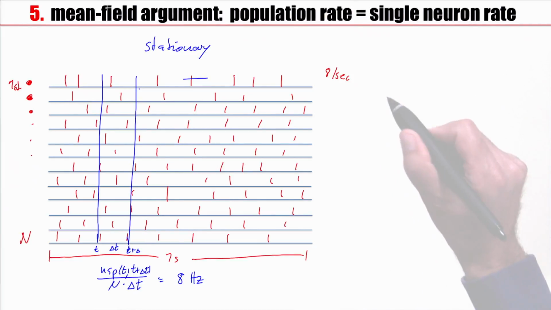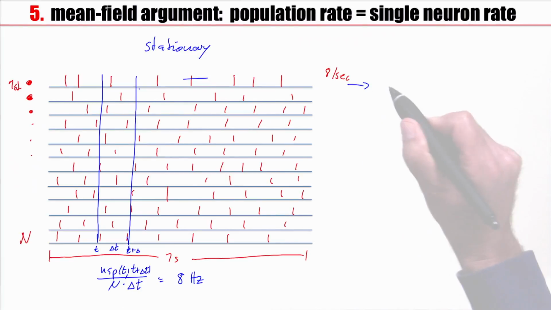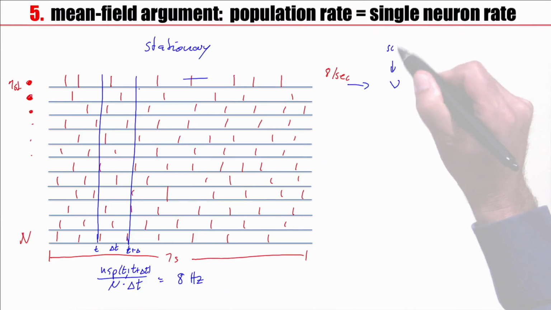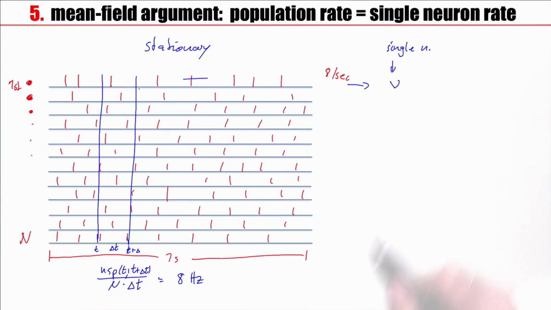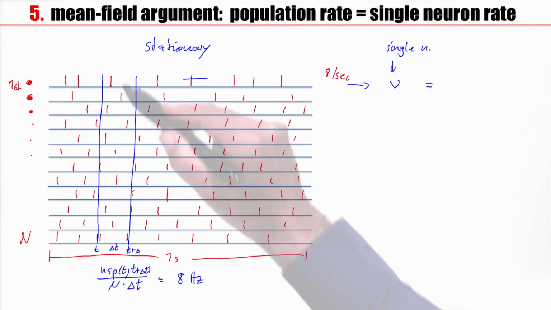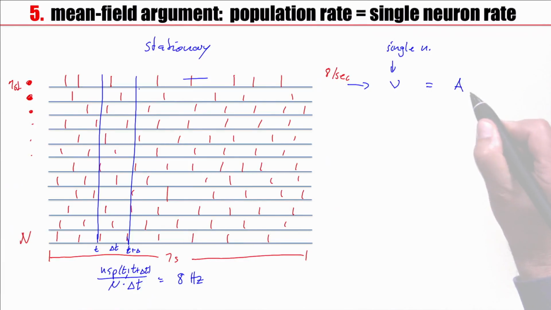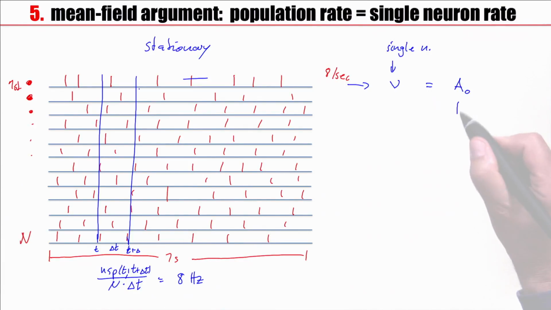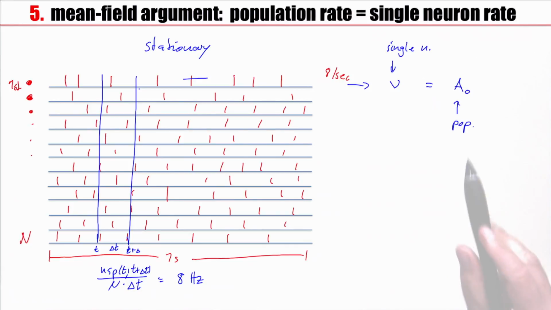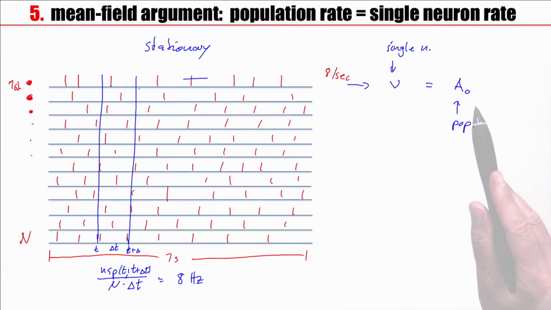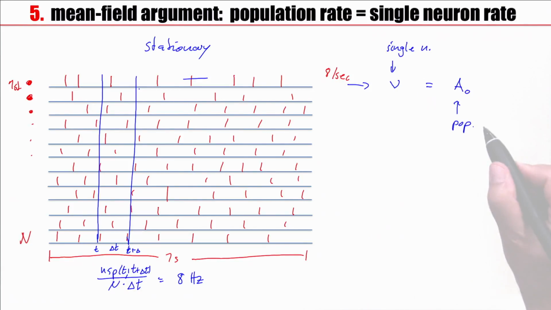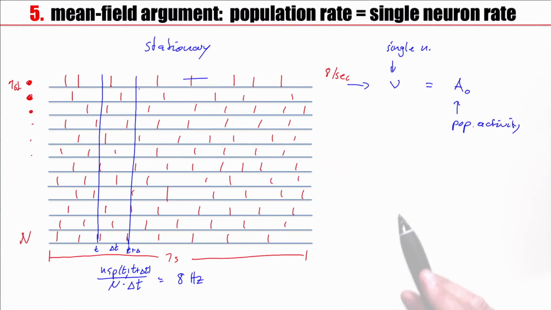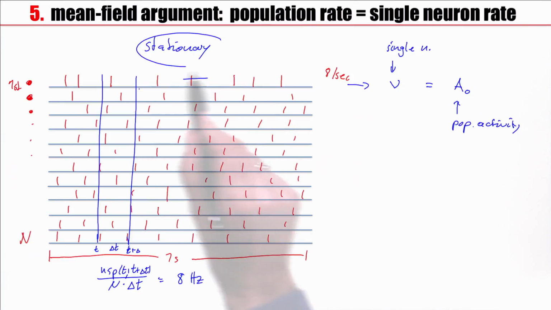Which means that this firing rate for a single neuron, which is the single neuron firing rate, is the same as the spatially averaged firing rate, A0, which is the population rate. Single neuron, temporal average; many neurons, spatial average, population activity. And this holds in the stationary state.